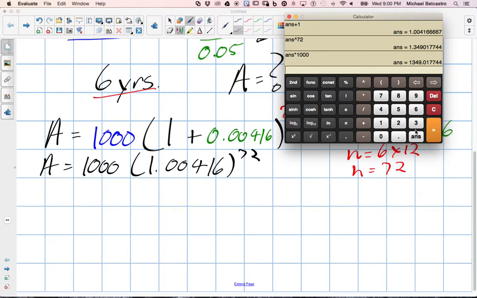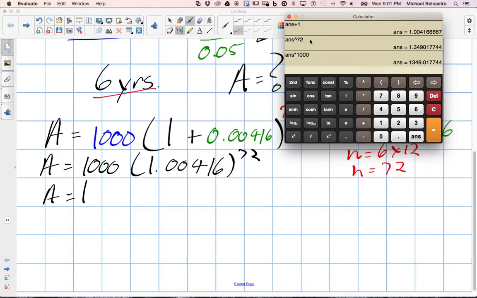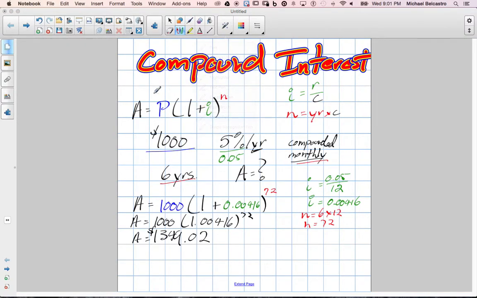So after 6 years, I'll have $1,349.02. That's 1,349 dollars and 2 cents.